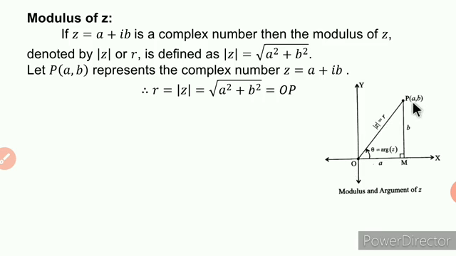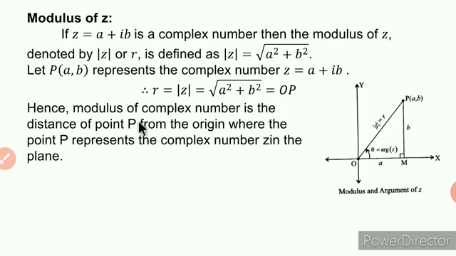So again, as the coordinates of point P are a, b, and so distance OM is a and distance PM is b here. Now hence modulus of complex number is the distance of point P from the origin, where point P represents the complex number Z in the plane.